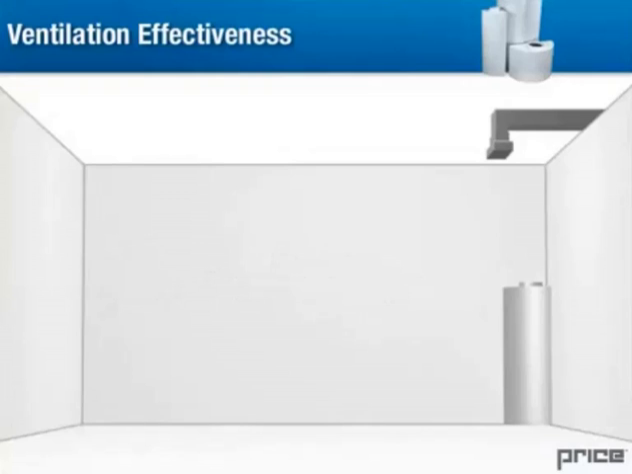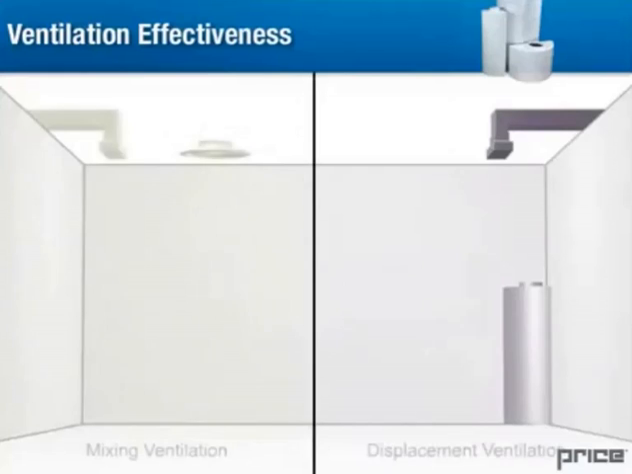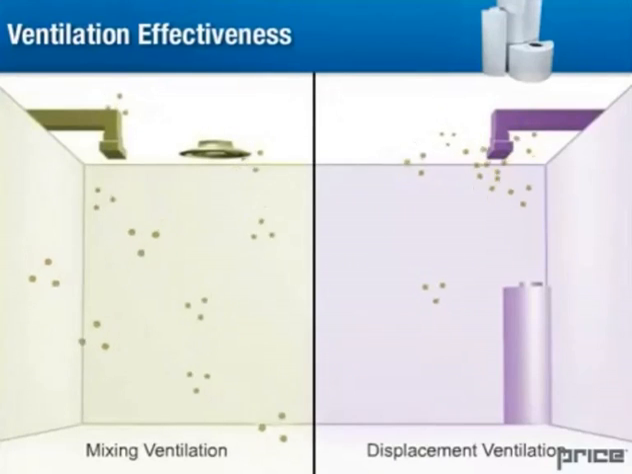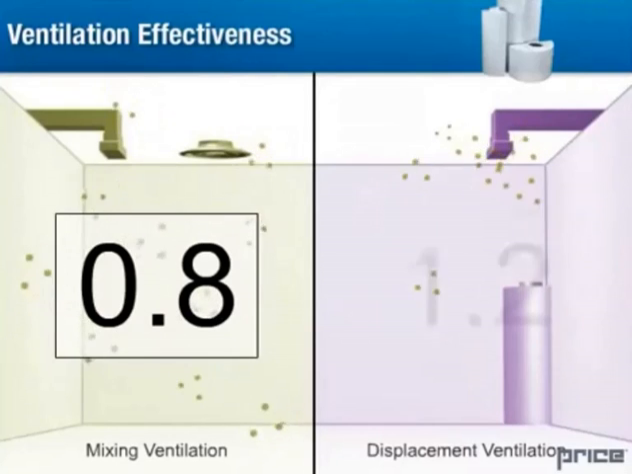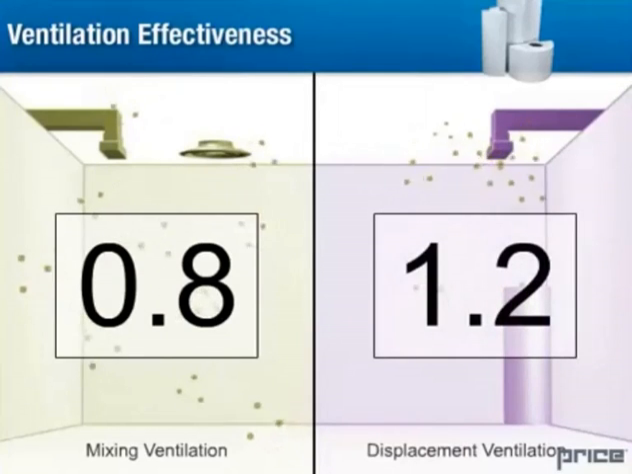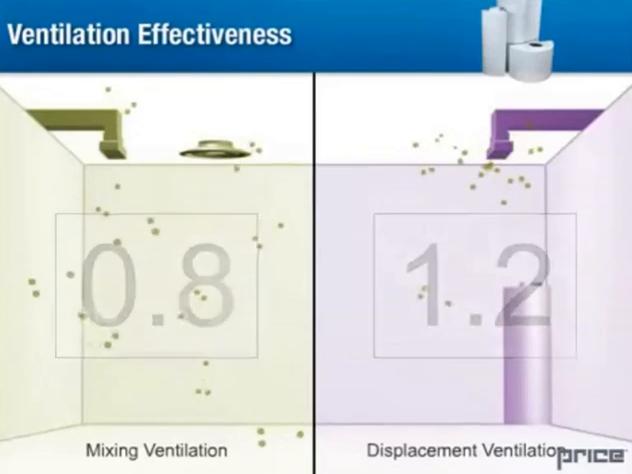If the concentration of contaminants at the return is equal to the concentration of contaminants in the occupied zone, the ventilation effectiveness equals 1. If the concentration of contaminants at the return is greater than the concentration of contaminants in the occupied zone, the ventilation effectiveness is greater than 1. Ventilation effectiveness in a mixing system is typically measured at about 0.8. Displacement ventilation is typically measured between 1.2 and 1.4, providing superior indoor air quality by removing contaminants and supplying clean air more effectively.